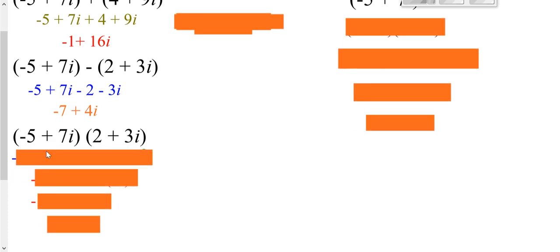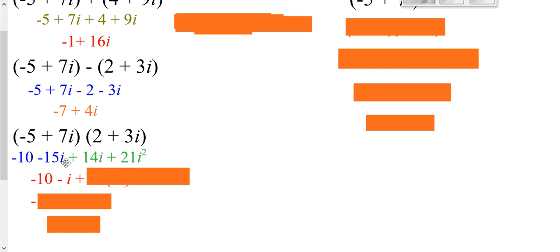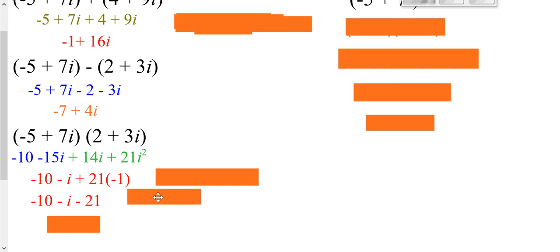Here we are multiplying a couple terms together, so we have to FOIL: first terms, outer terms, inner terms, last terms. Remember, i times i is i squared. Now we can go ahead and bring down that -10. Combine together our two middle terms, which are like terms. We get -i. Remember, an i squared from that first slide is -1. So it's really a -10 minus i minus 21. Combine together our first and last term here, which are like terms. We get -31 minus i.